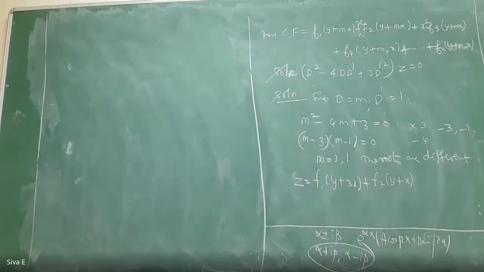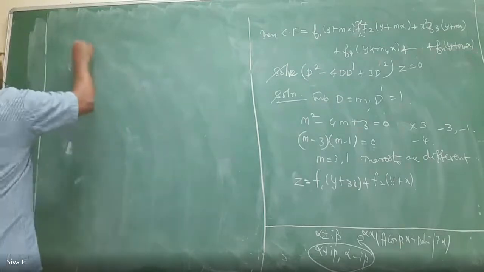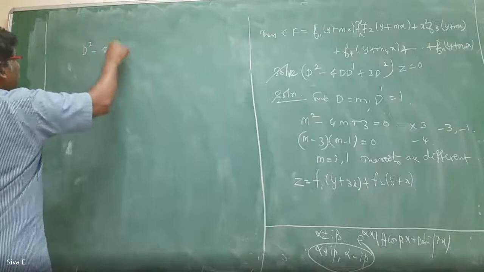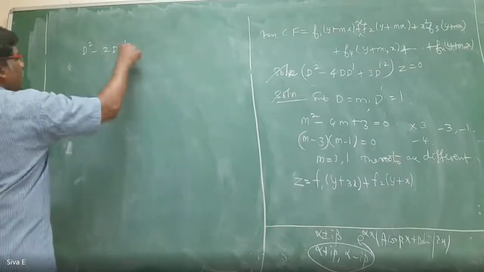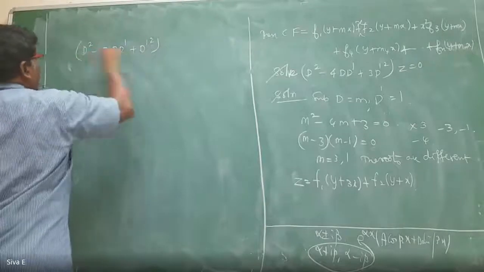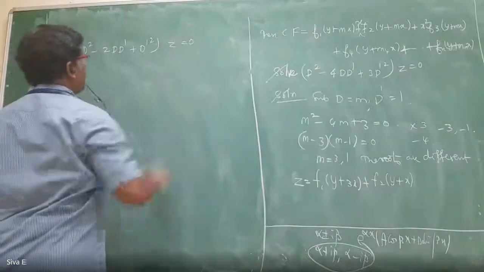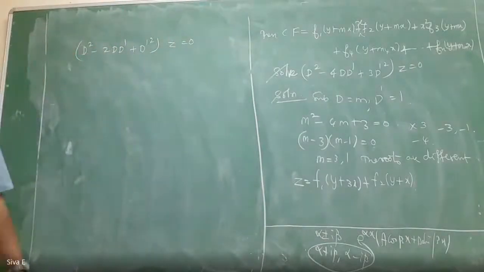Problem 2. D square minus 2 D D dash plus D dash square into z equal to 0. Okay, solve it.